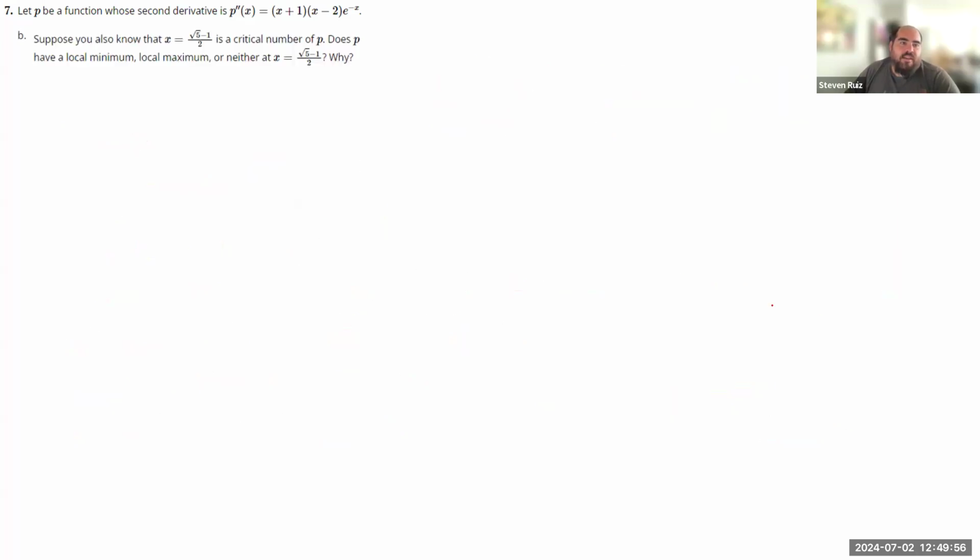So part B, we are given that this is a critical number: x = (√5 - 1)/2. So what does it mean? What is a critical number? By definition of what a critical number is, that's where the first derivative is equal to 0. So I know that if I evaluate the first derivative at (√5 - 1)/2, I get a value of 0. So now we're being asked, does p have a local minimum, local maximum, or neither at this point? So this is where the second derivative test can be used.